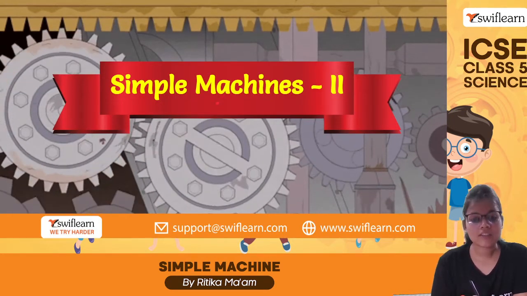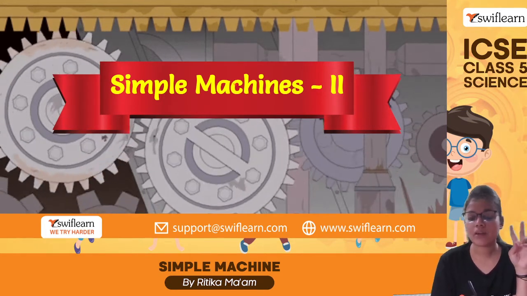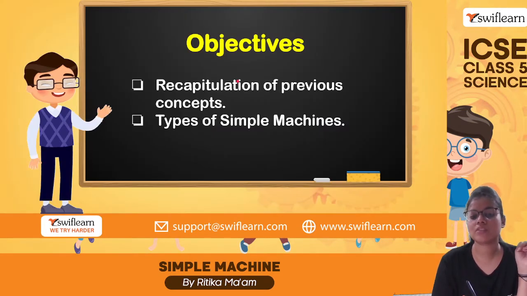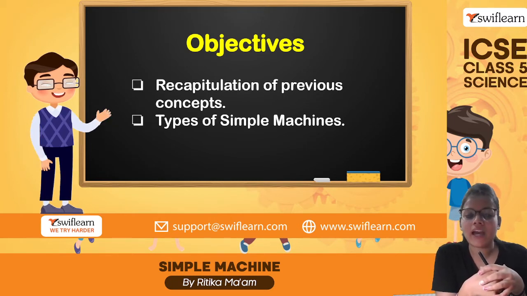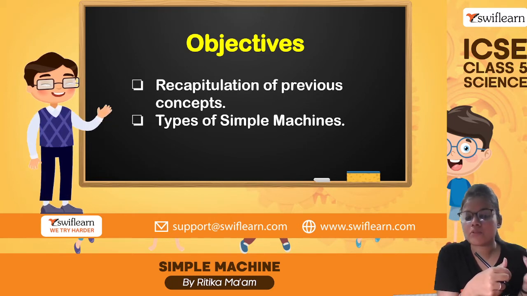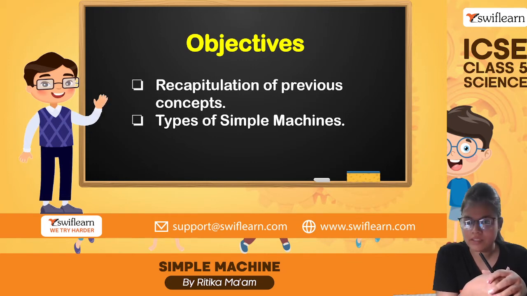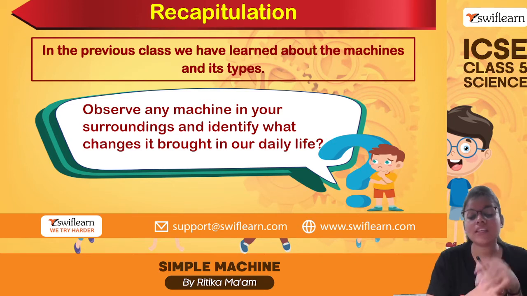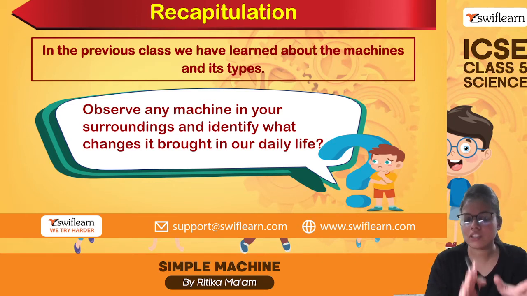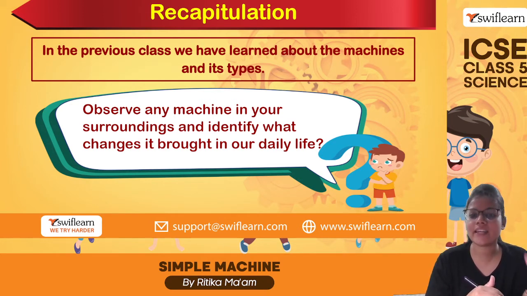So today we are going to see simple machines part number 2, in which we are going to study types of simple machines, and we will also be having a kind of recapitulation of previous concepts, a kind of recap. Okay, so if you have not seen the first session, after this video, kindly go to the channel page of SwiftLearn and you will be getting the video there. Please go and see it, so it will be kind of quick revision.